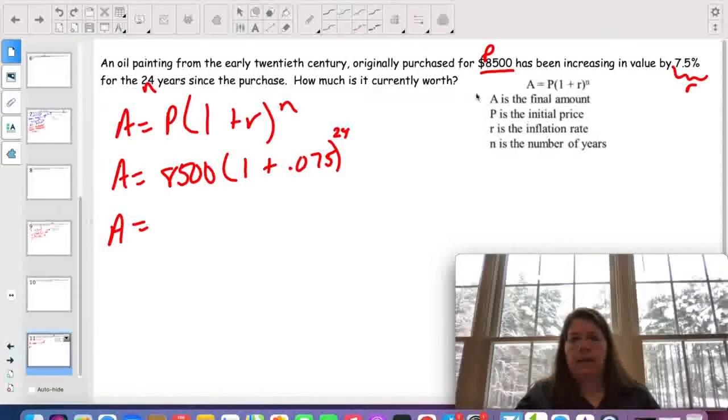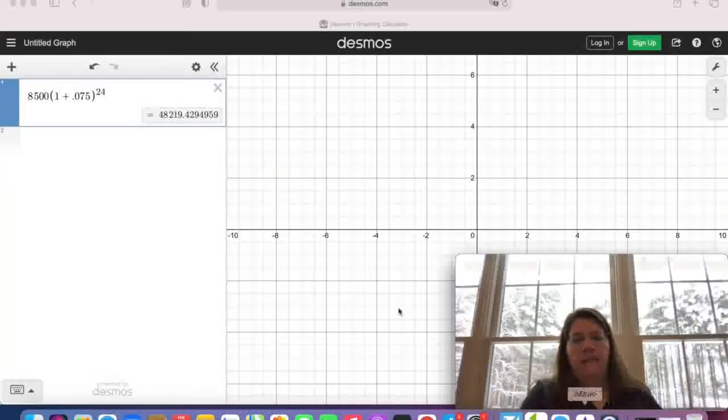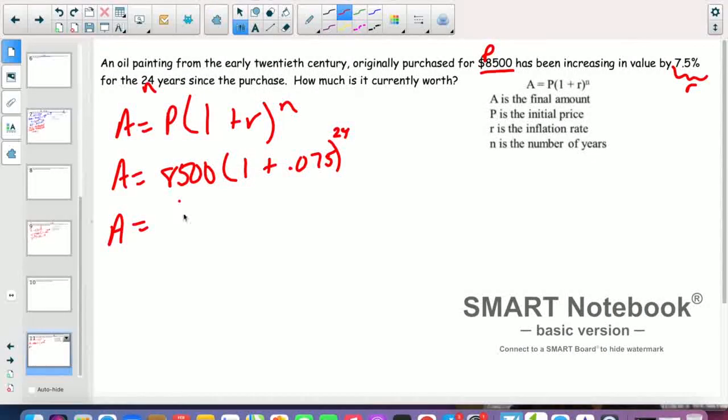So here I've plugged in. P is 8,500, R is 0.075 if we convert that to a decimal, and the time span was over 24 years. So if I plug into the formula, I have A equals 8,500 times 1 plus 0.075 to the 24th. And then I will go to Desmos. And you can see in Desmos, it's giving me $48,219.43. So my answer here is $48,219.43 if I round to the nearest dollar and cent. So I would say over a 24-year period, that is a pretty good investment. $8,500 turned into $48,000.